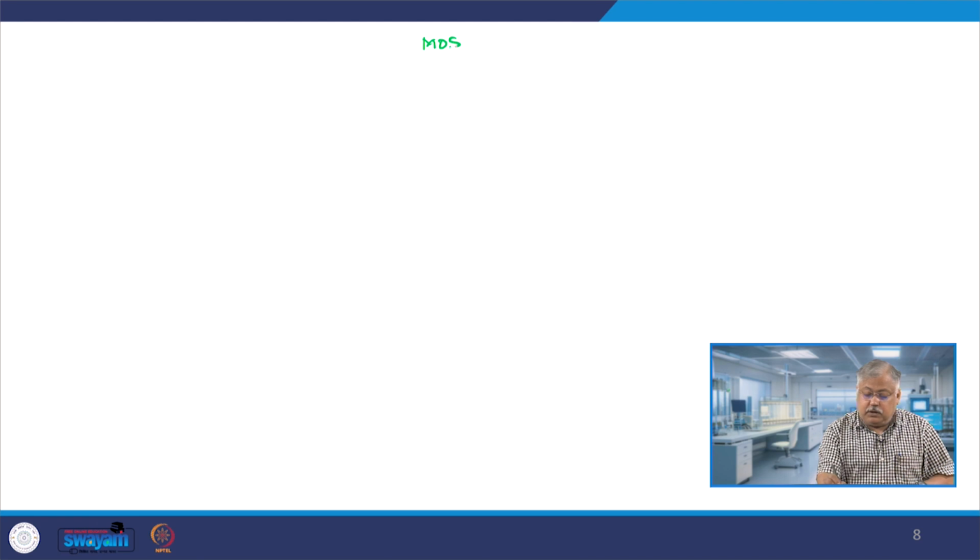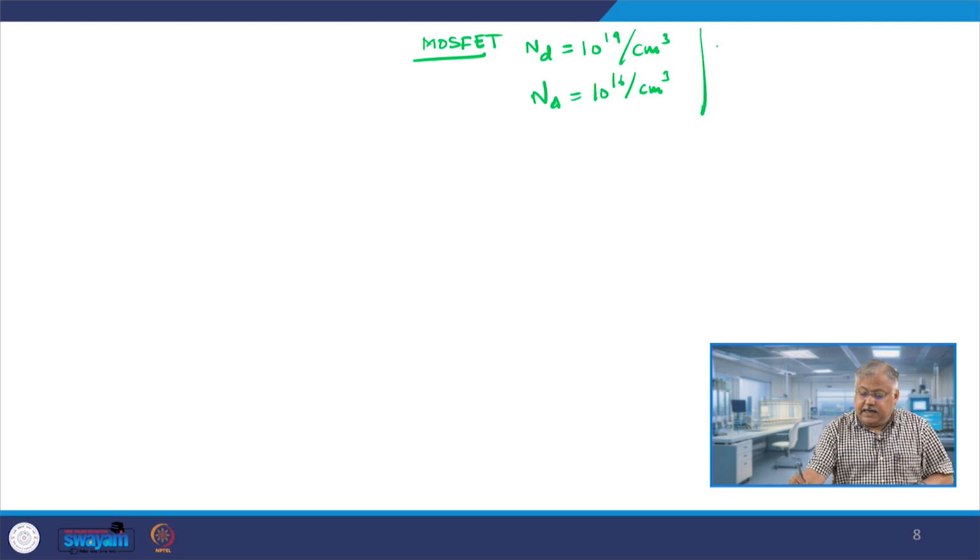And this gives you a brief idea about the basic concept of threshold voltage roll off. Now, let me come to a simple numerical problem to showcase what I was discussing. Let us assume that I have a MOSFET with doping concentration Nd as 10 to the power 19 per centimeter cube, Na as 10 to the power 16 per centimeter cube, and channel length L equals 1.2 micrometer. We need to find out the punch through potential.